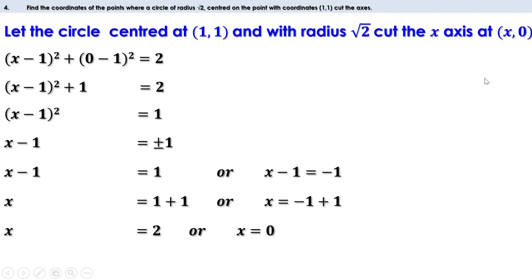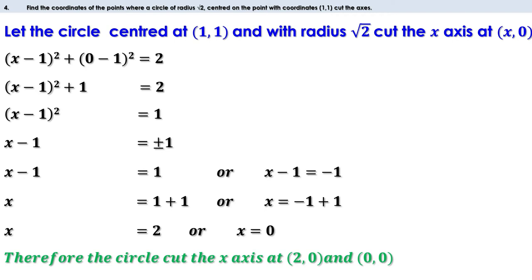When x is 2, the coordinates of the point are 2, 0. And when x is 0, the coordinates of the point are 0, 0. That means the circle cuts the x-axis at 2, 0 and 0, 0.